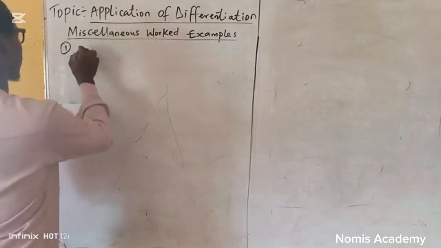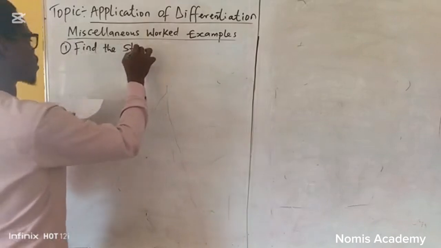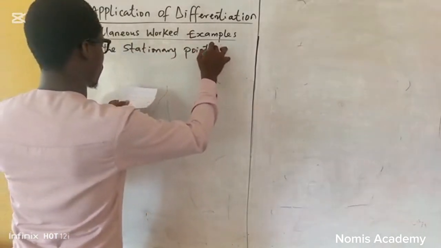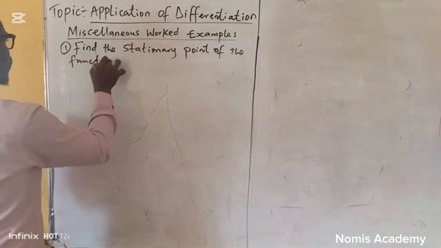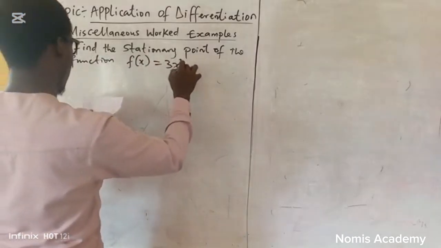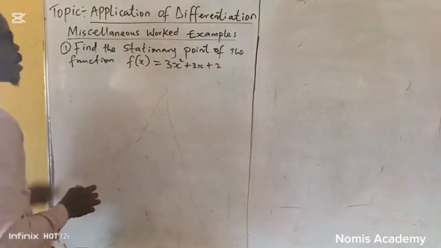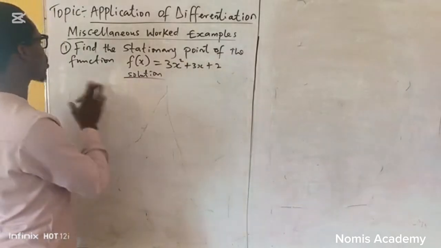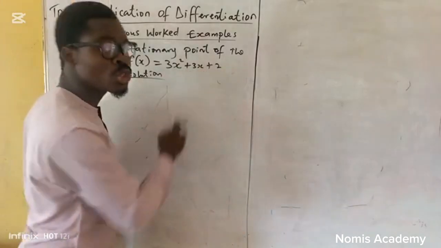Example 1. Find the stationary points of the function f of x equal to 3x squared plus 3x plus 2. Alright, solution. So we are asked to find the stationary point of the function f of x equal to 3x squared plus 3x plus 2.